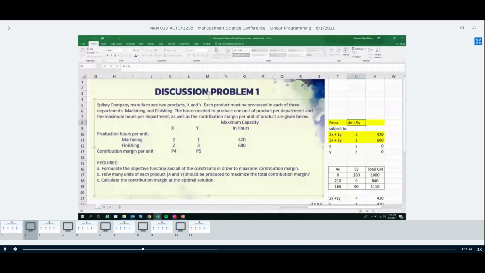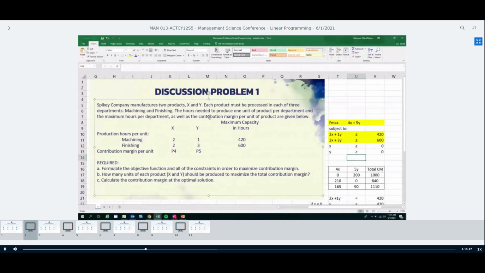And yung Y. Again, we use X and Y just to denote the unknown, no? But also to denote products X and Y. So, kaya mas dinalian na lang natin, no? So instead of using another variable here, we just use X and Y also to denote those two products in the problem. Okay? So the next step in linear programming is to list down all the constraints.